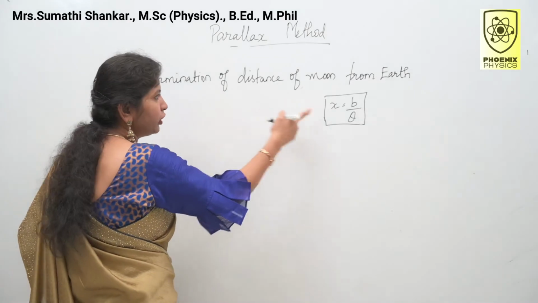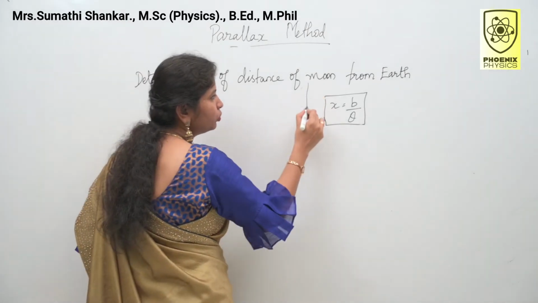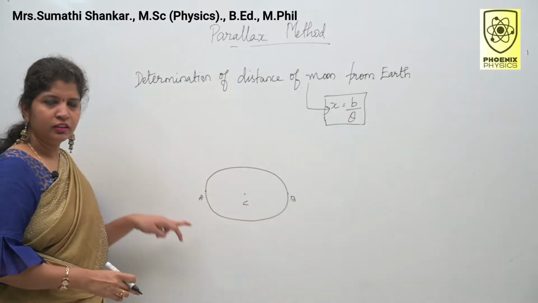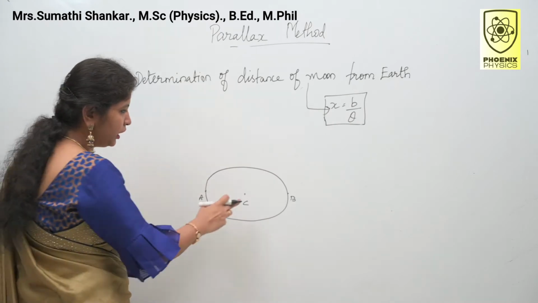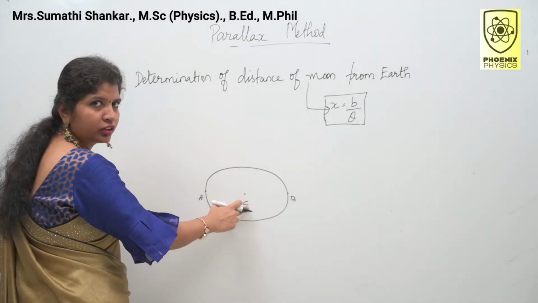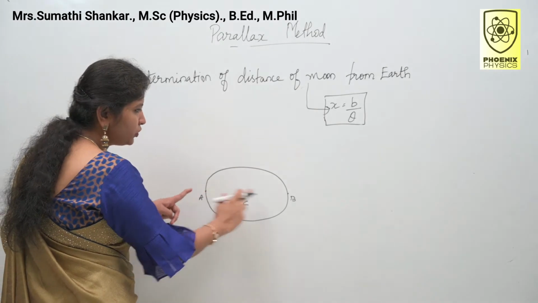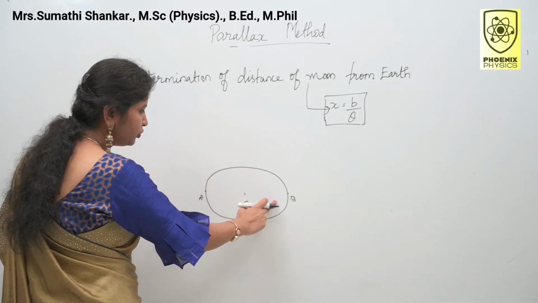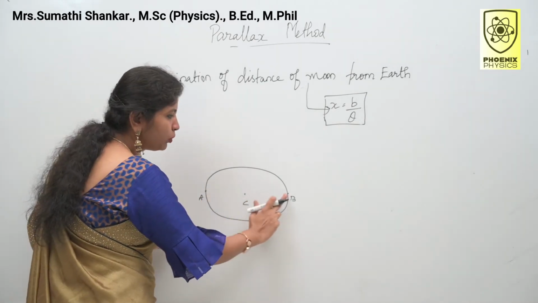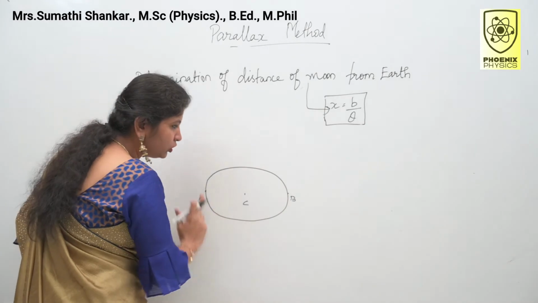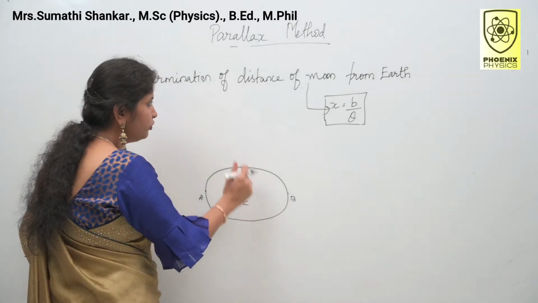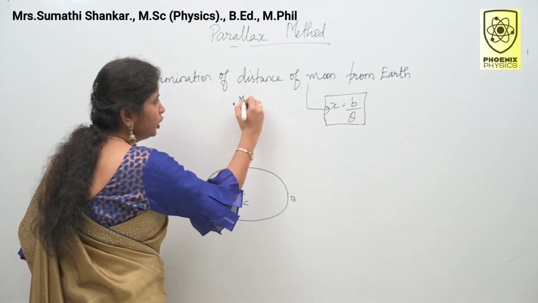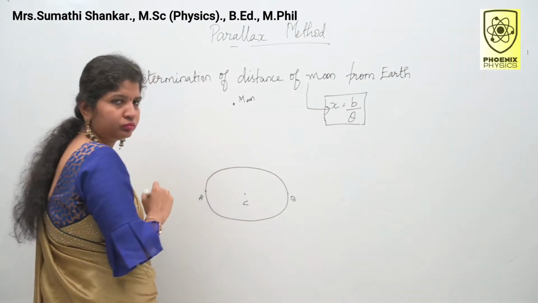Here we are going to find the distance of the moon from the center of the earth. Consider this as our earth and C is the center of the earth. What is AB? A and B are two places which are diametrically opposite on the surface of the earth. We are going to focus on the position of the moon M.